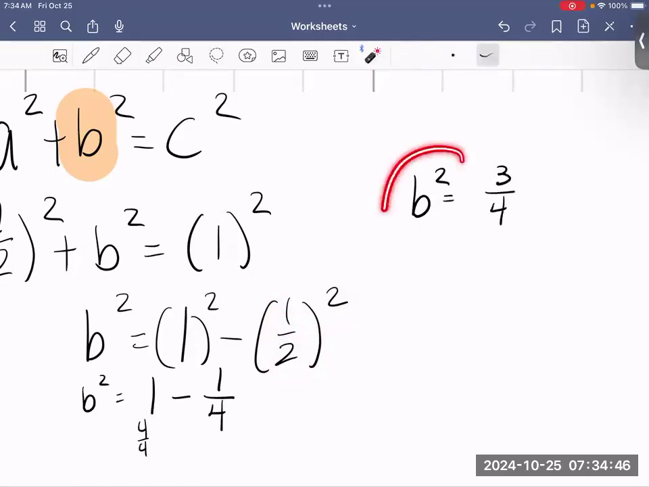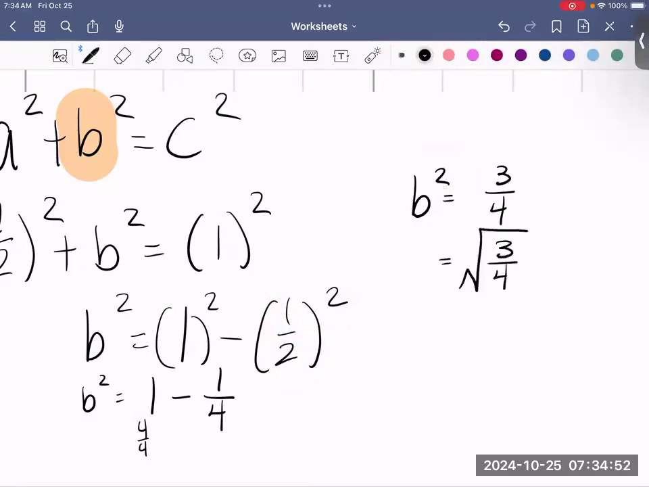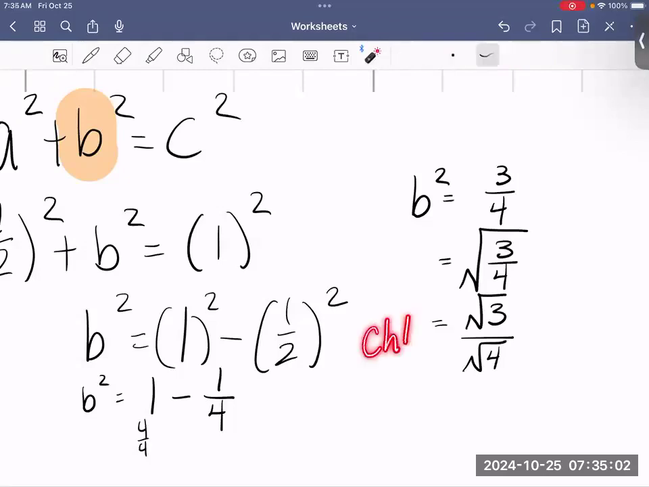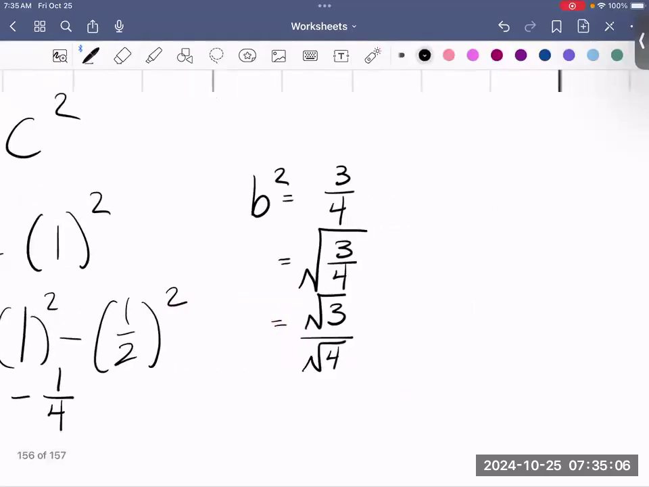And again, we need to get b alone. Right now it's squared, so let's go ahead and take the square root of 3 over 4. And again, let's break it up to have its own square roots. And again, this is coming from chapter 1.2 where we learned how to do this. So if that's a little rusty, please go back. So now we have the root 3 over 2.